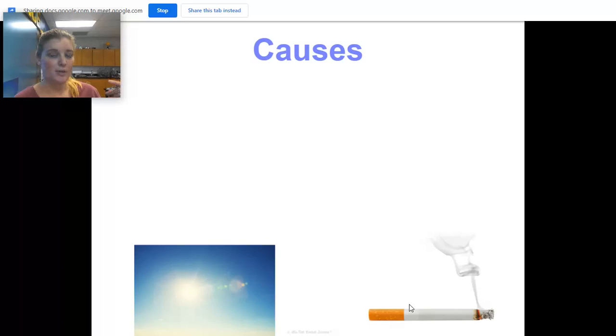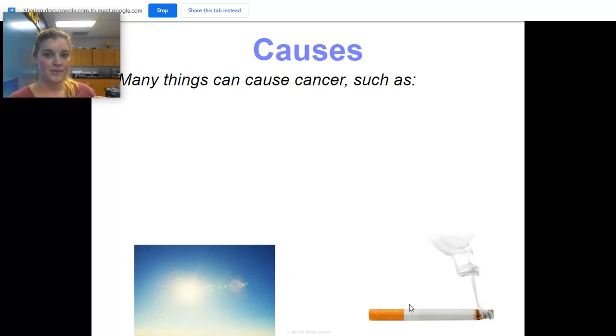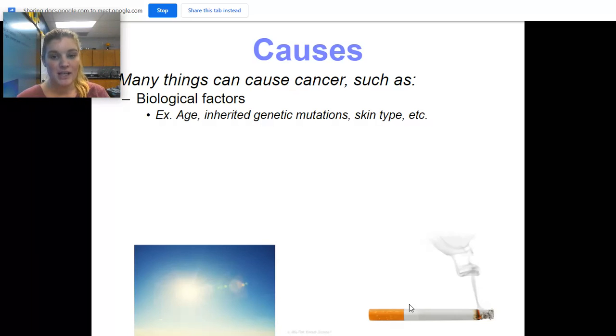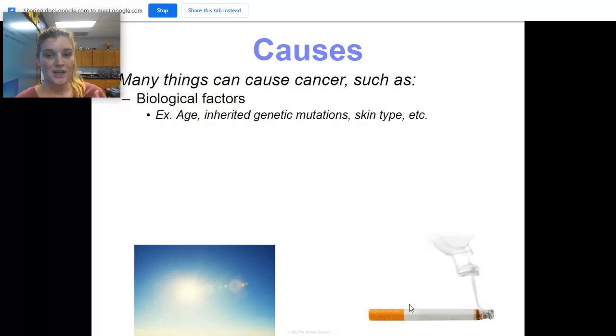And there's a few different basic causes of cancer. We have biological factors. So these are just things like inherently within your DNA. As you get older, sometimes our cells have a harder time regulating themselves. They might be wearing down, they're tired, and so they might lose that regulation. Then inherited genetic mutations. So cancer can be passed down through your genes. And then also your skin type can make you more susceptible to damage from things like the sun.